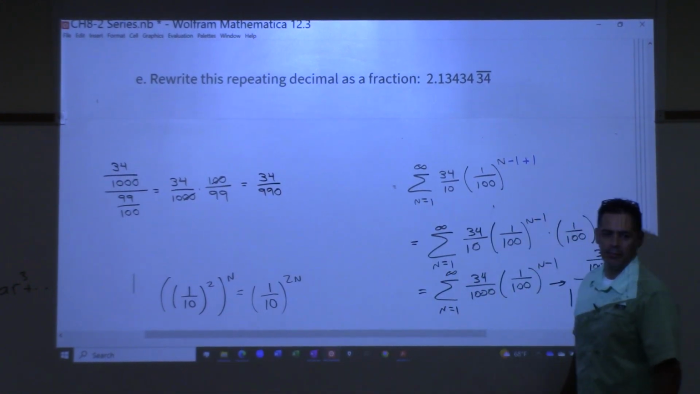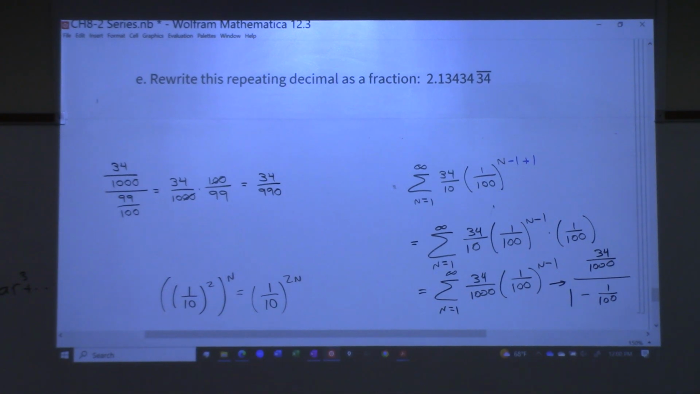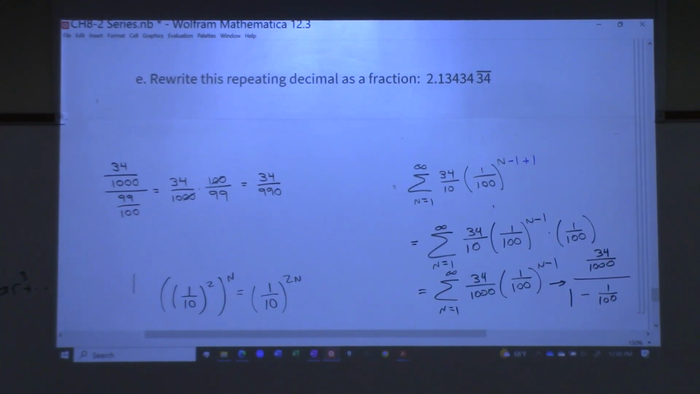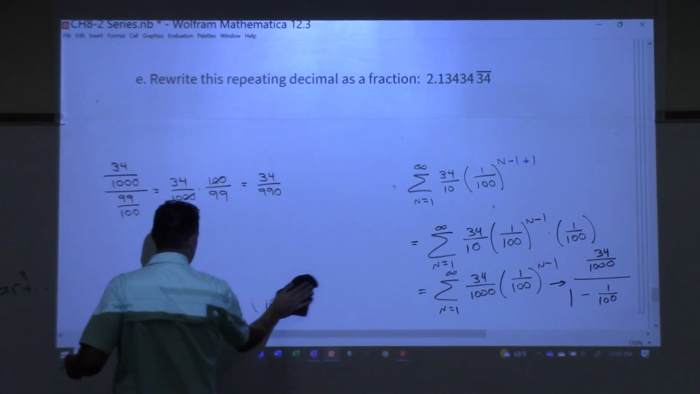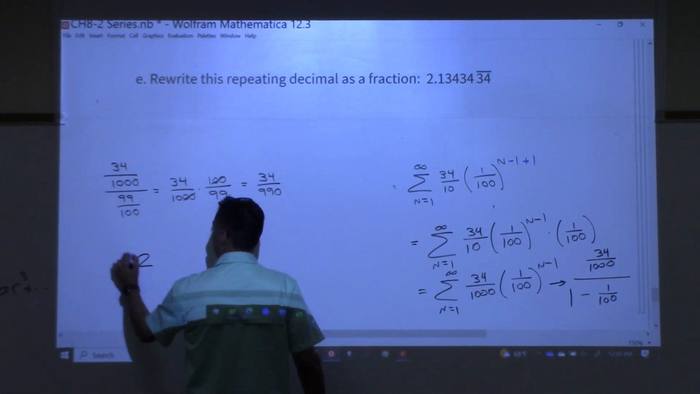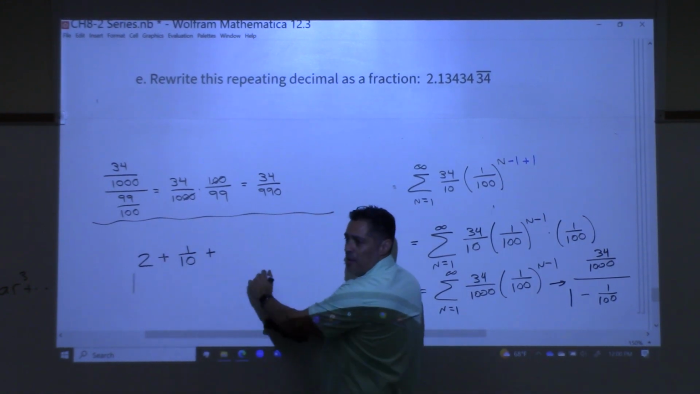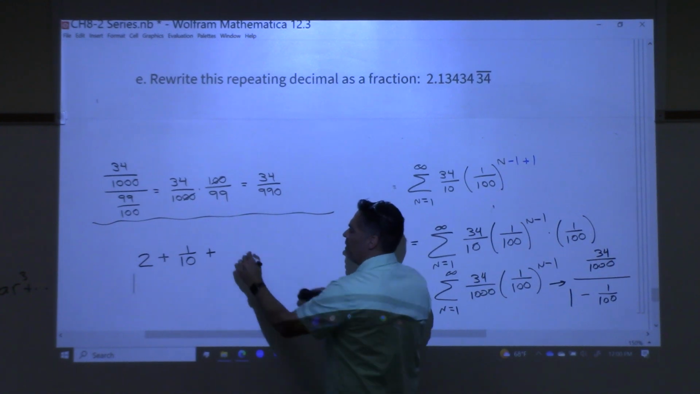Okay. That's not our answer. Remember, we still had in front of this what? 2 plus a tenth, right? This was just the series part. Right now, if someone does 34 over 990 on their calculator, you're going to get 0.03434. You're missing the 2 and the 1/10. So we still need to put that in there. So now we go back to where we were. We had 2, so this is like 2 plus a tenth, plus we had the sum, right? The sum was here, but now that sum became that fraction.